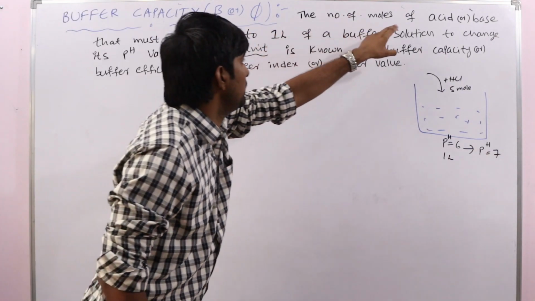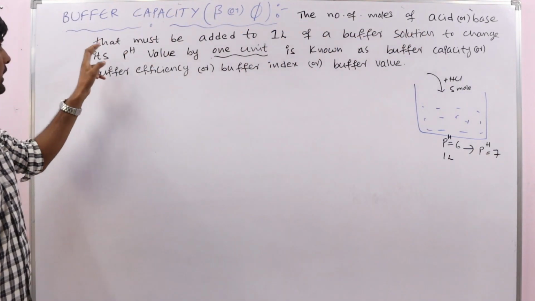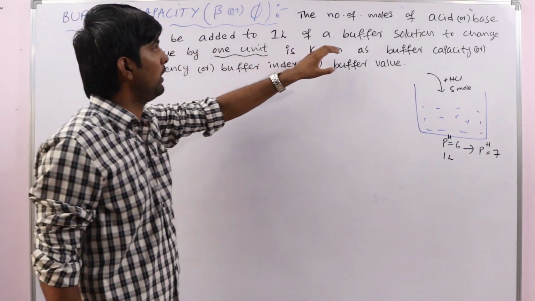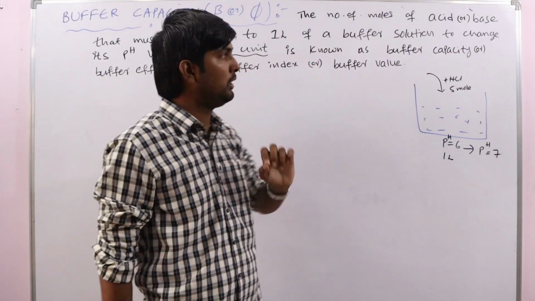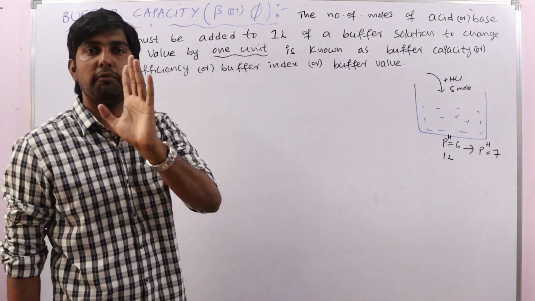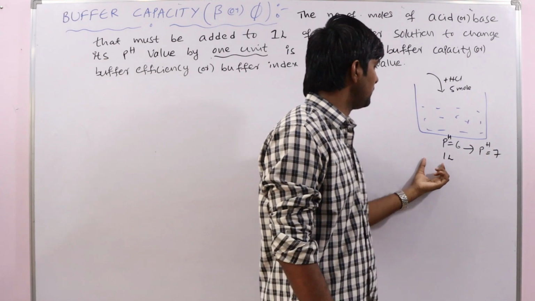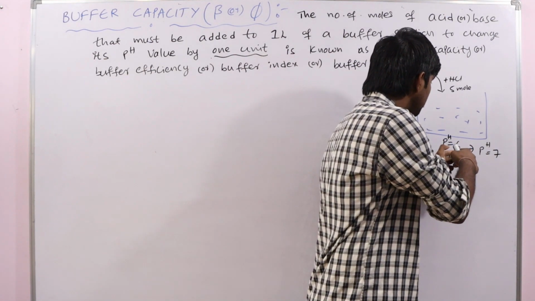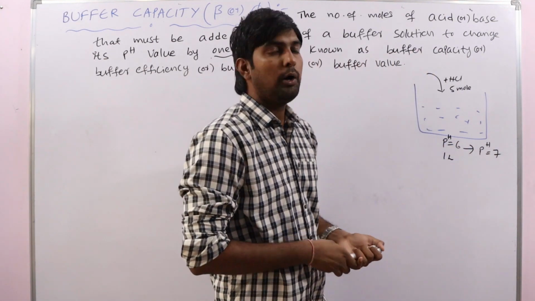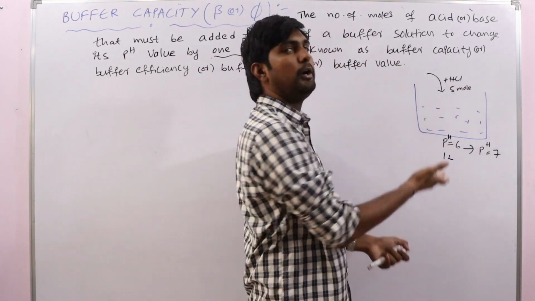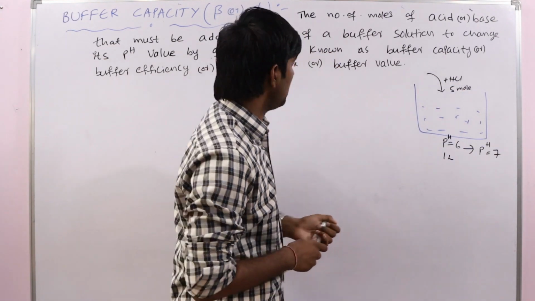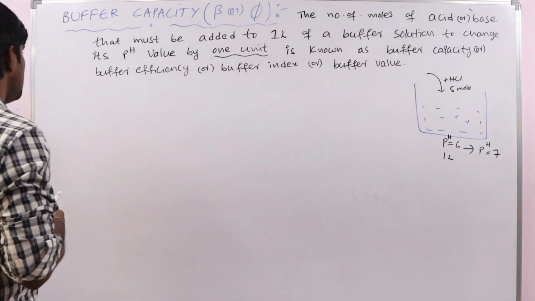The number of moles of acid or base that must be added to 1 liter of a buffer solution to change its pH by 1 unit is called buffer capacity. It is a 1 liter solution, and to change its pH from 6 to 7, how many moles of acid do we need? 5 moles. Clear?